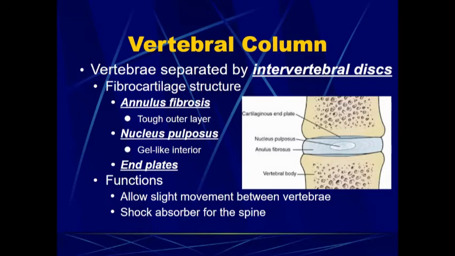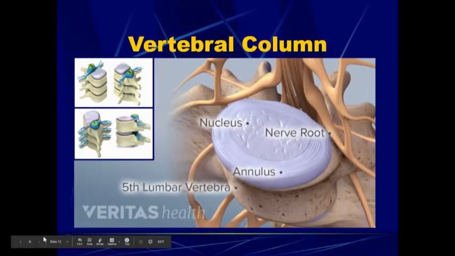If there were no intervertebral discs and the vertebrae were just stacked upon one another, they'd end up locking in place, and we wouldn't be able to bend down or arch our back or move from side to side. And then they also provide that support and shock absorption. So there's just an image of an intervertebral disc.